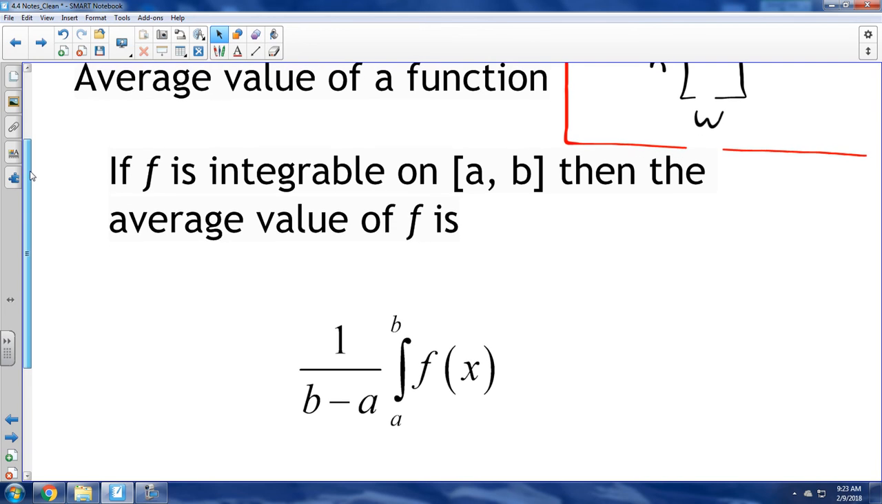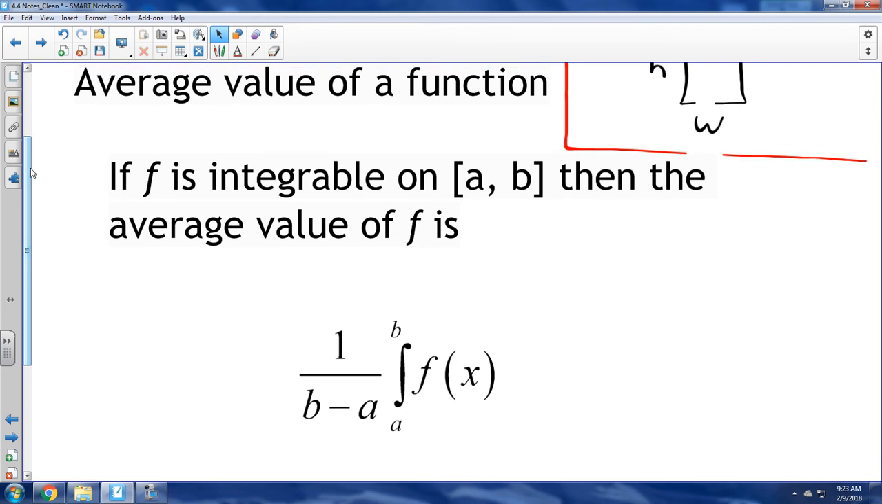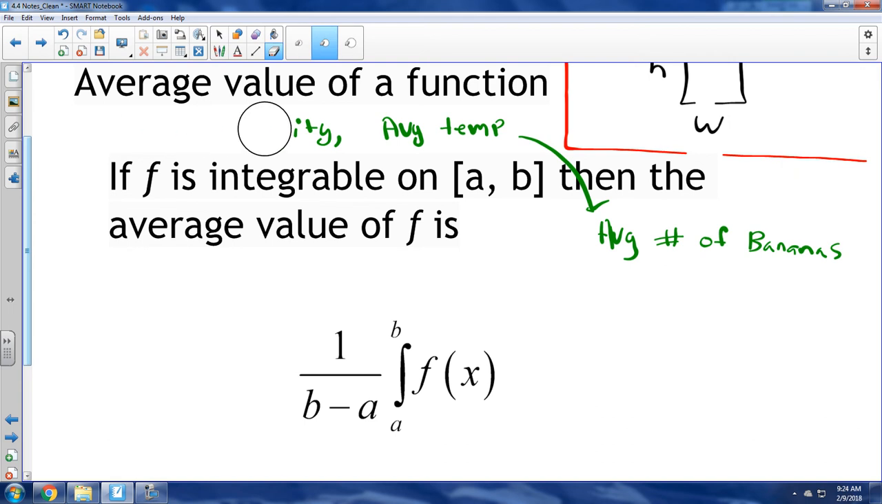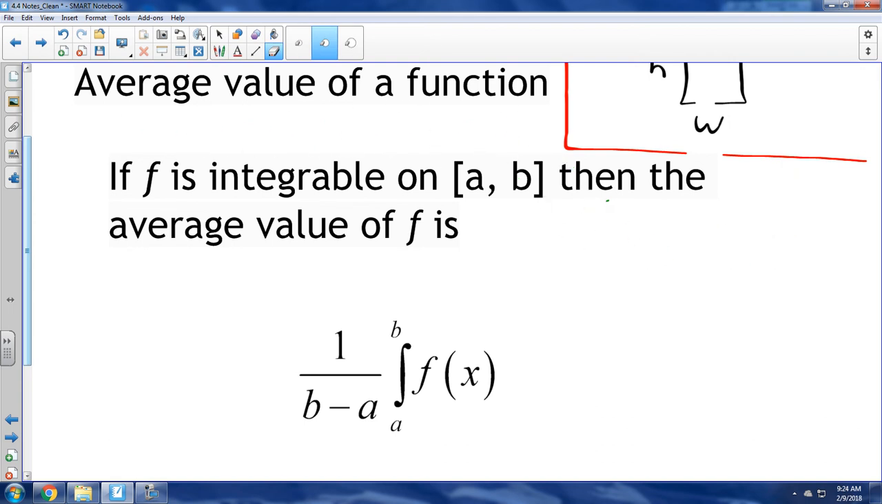So, average value of a function. If I say I need to find the average velocity, or I need to find the average temperature, or, I don't know, the average number of bananas, okay? I know it seems like a weird one, but it was an AP question recently. If you need to find the average of anything, you're going to find the average value of that function.